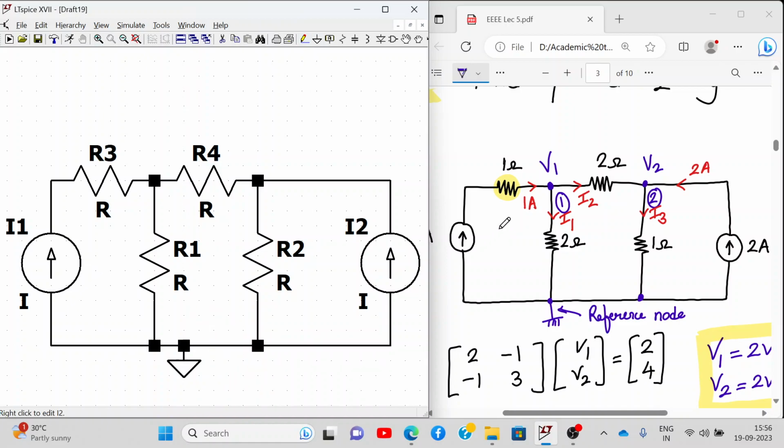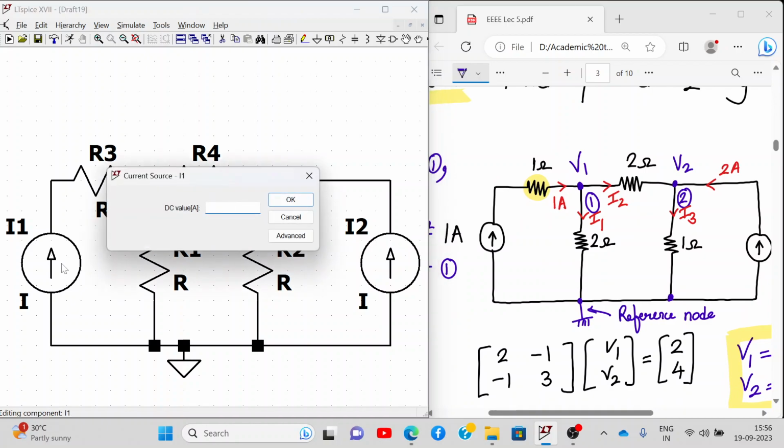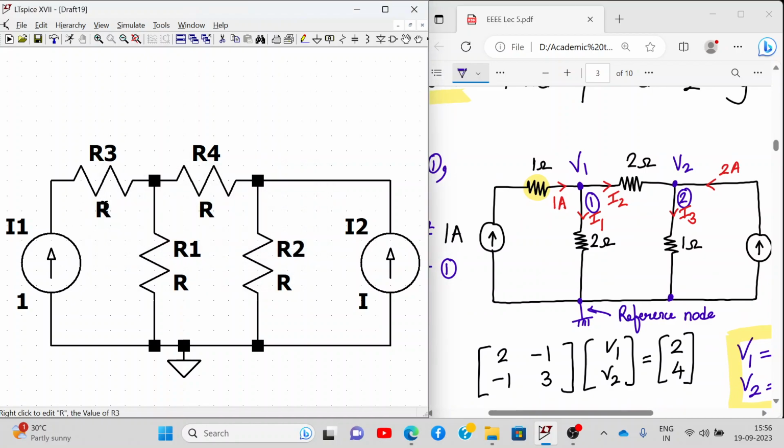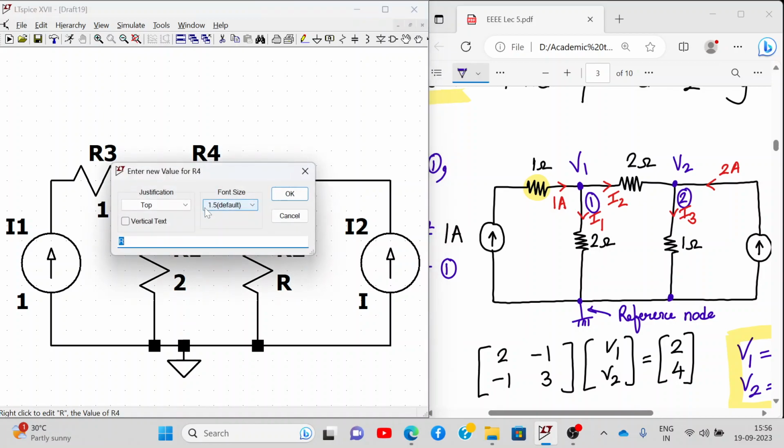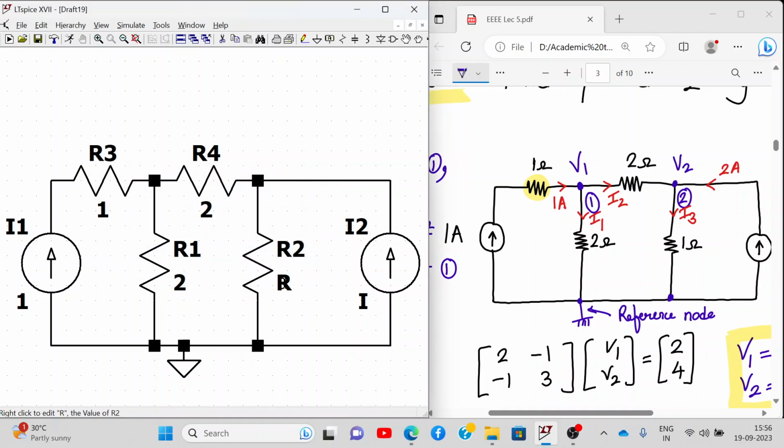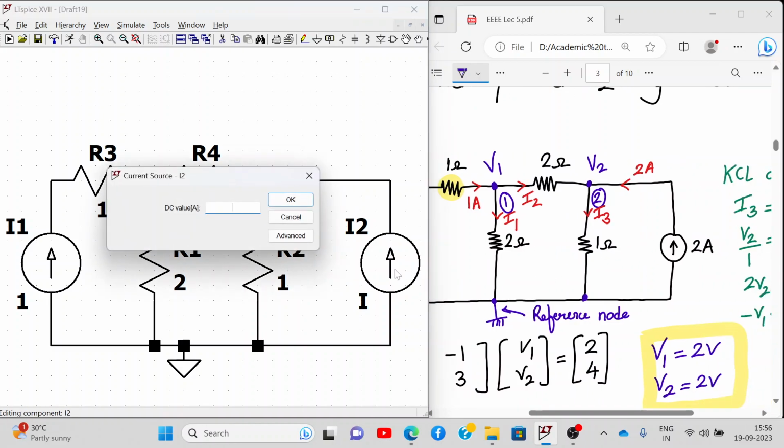Now I'll add the values. So this is 1 ampere. This resistance is 1 ohm. Then this resistance is 2 ohm. This resistance is 2 ohm. This is 1 ohm, and that's it. And here this current source is 2 ampere.